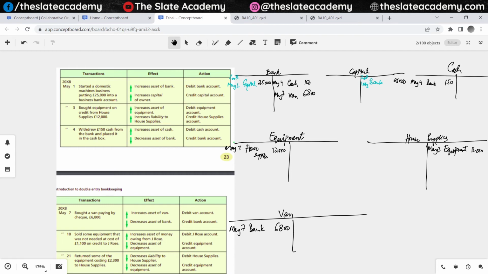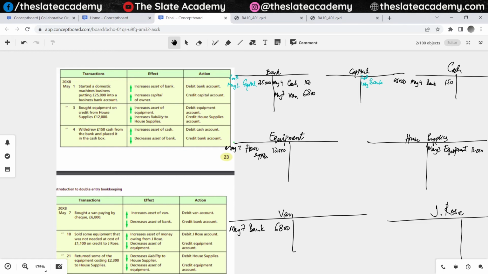This person agrees to pay us at a later date. So this will become an account receivable. He'll become a debtor to the business. So I'll make an account with the name. These account receivables and payables, debtors, creditors, their T accounts are made with their names, like we did for house supplies. Here we do it for J Rose.